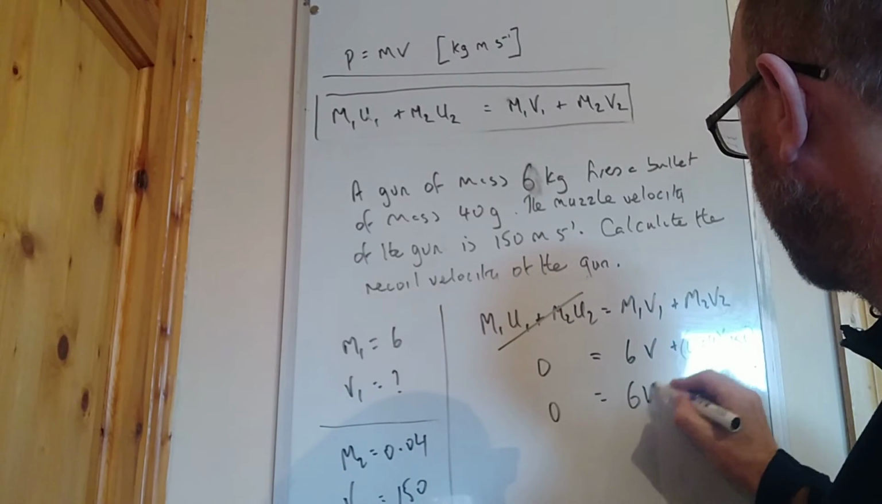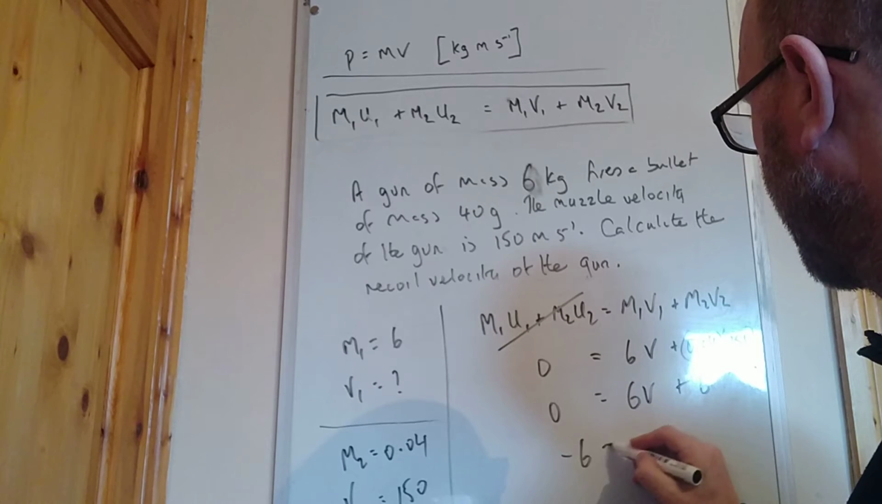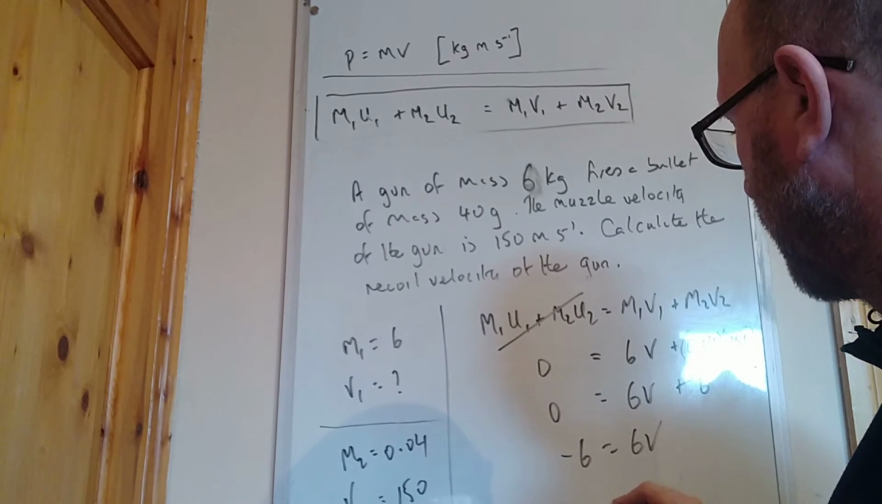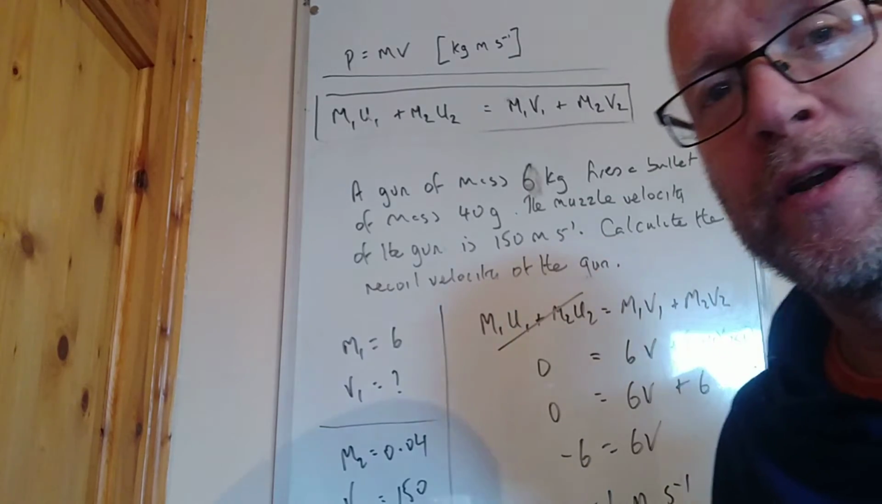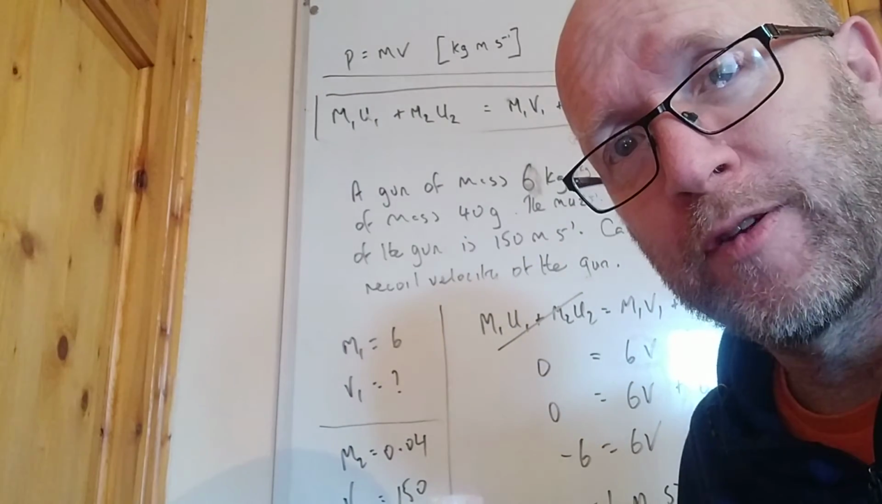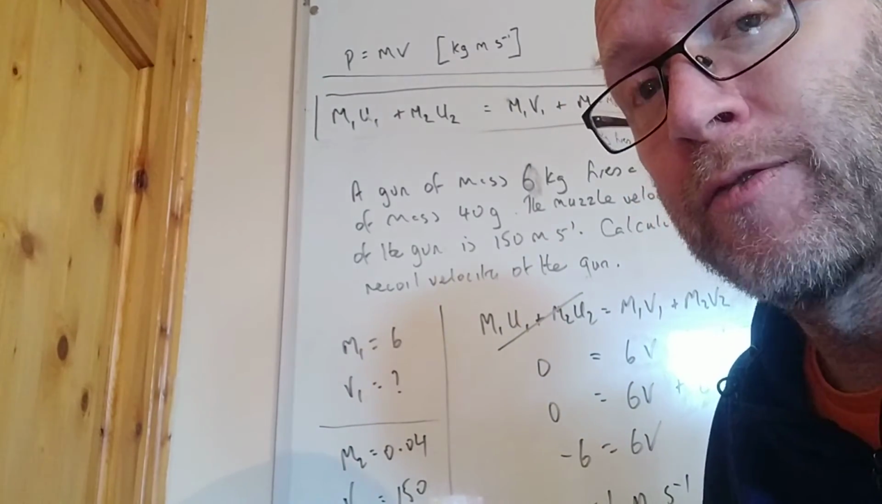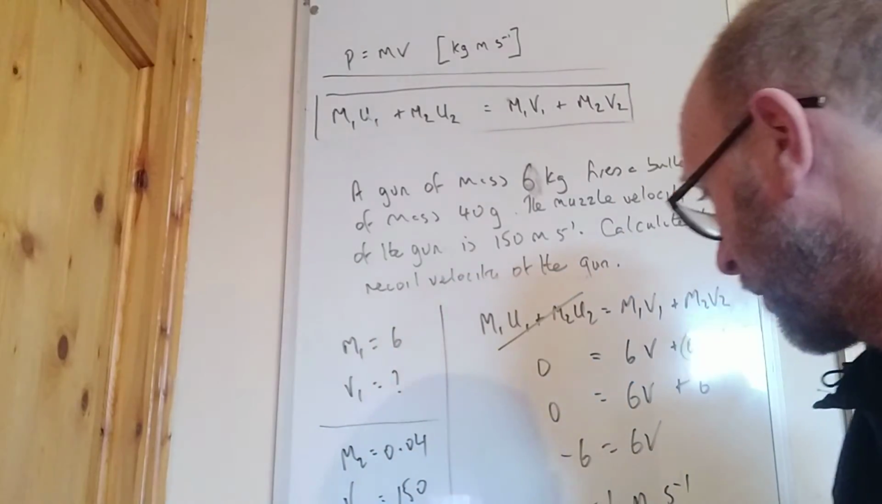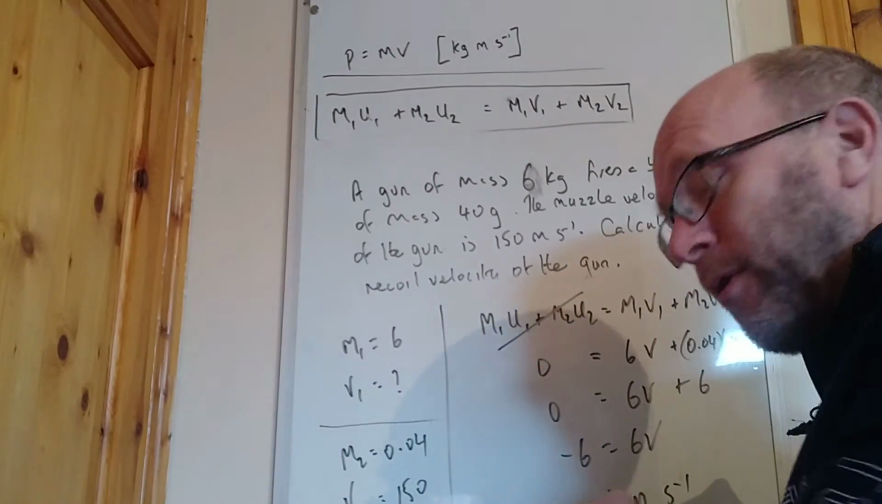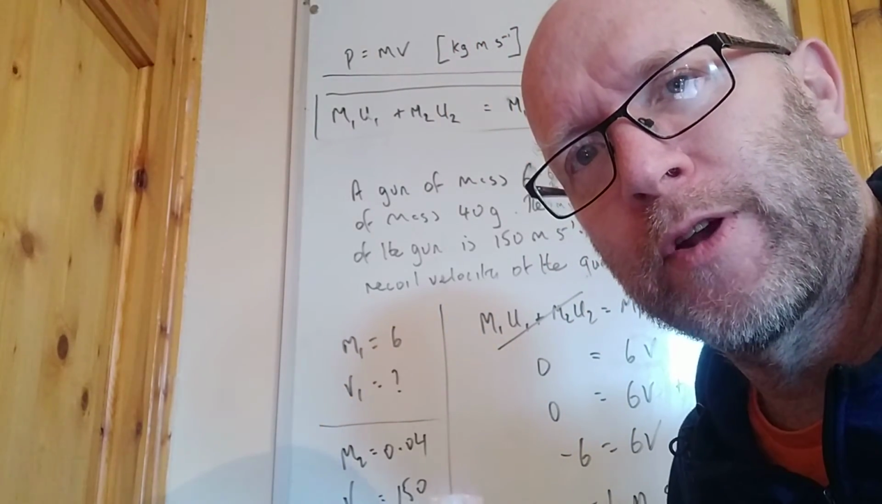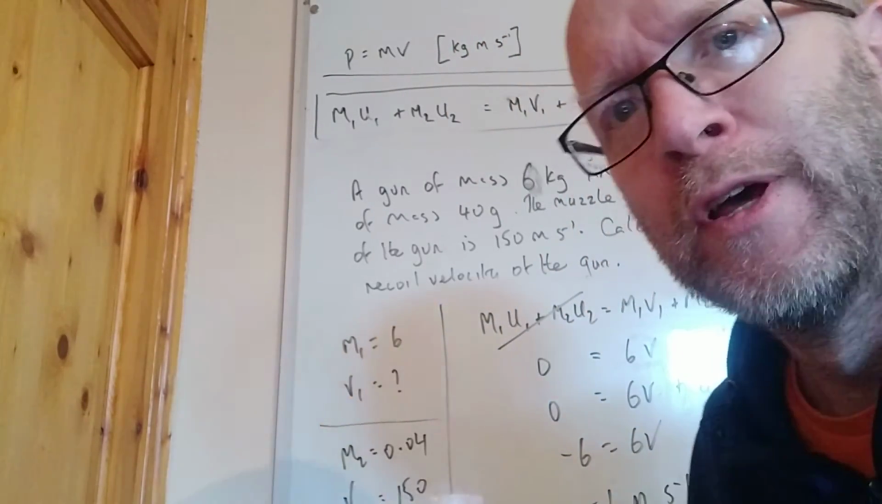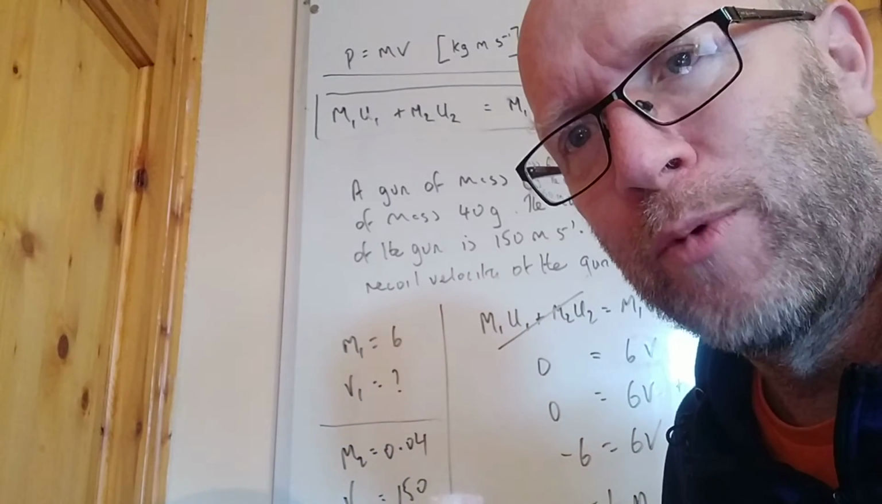So we have 6v plus 6, so minus 6 equals 6v. So the velocity of the gun is minus 1 meter per second. The minus indicates it's going in the opposite direction, which it has to be. That indicates recoil, from the question. You write v is minus 1, and say the gun has a velocity of minus 1, in the opposite direction to the bullet, just to be absolutely clear on what's going on.